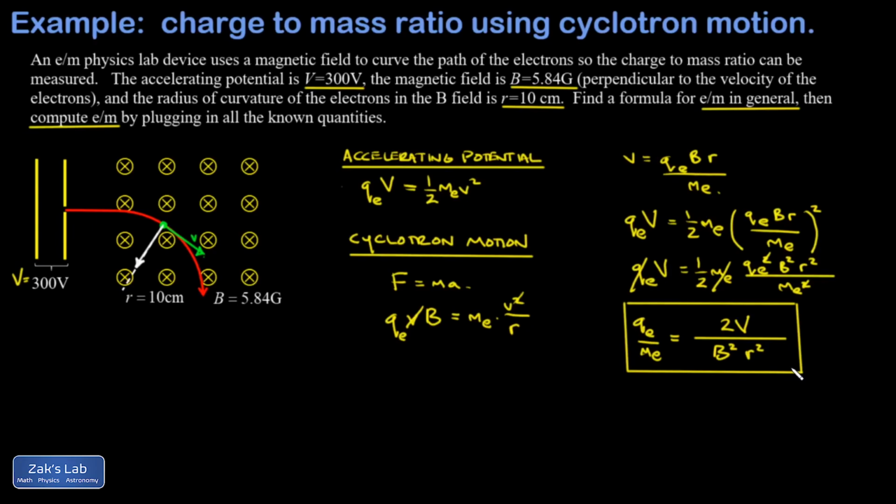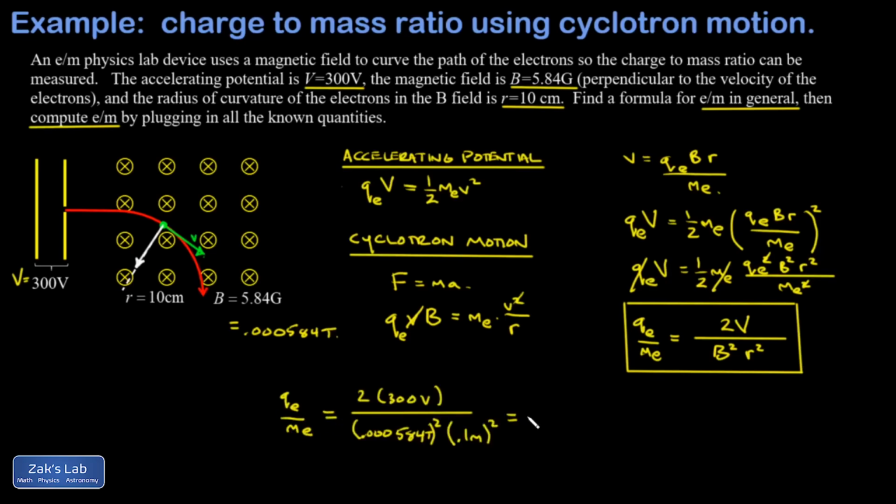Now we're ready to plug some numbers into this. Just a quick reminder, my magnetic field was given in Gauss, and I have to change that to Tesla, and that's a factor of 10 to the 4th. So I get 0.000584 Tesla. Teslas are the bigger unit by a factor of 10 to the 4th. And the charge to mass ratio for the electron to 3 significant digits comes out to 1.76 times 10 to the 11th coulombs per kilogram.